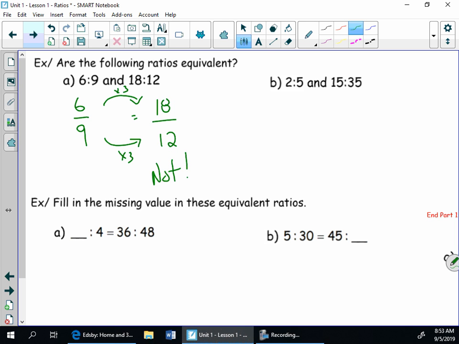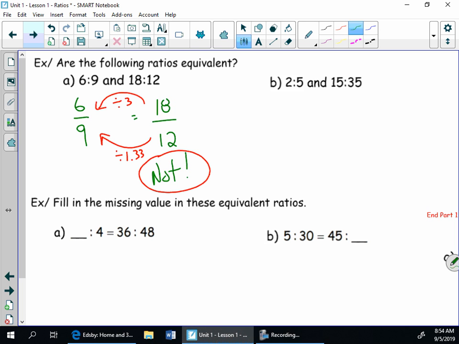Now, if your mental math doesn't work that way, the other thing we could do is let's try the dividing trick. So I'm going to erase these arrows here. What's 18 divided by 6? Oh, that's 3. What's 12 divided by 9? That's not 3. 12 divided by 9 is a decimal, right? 1.33, and so on and so on. The fact that these are not the same numbers means they're not equivalent.